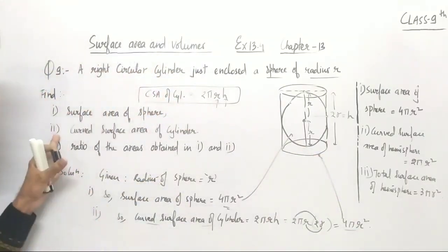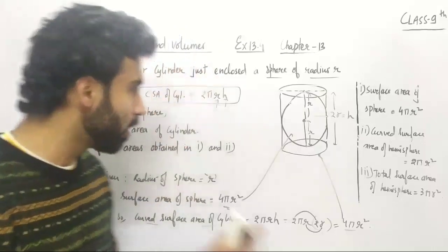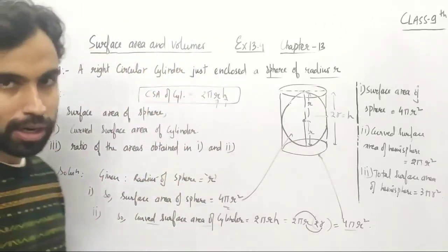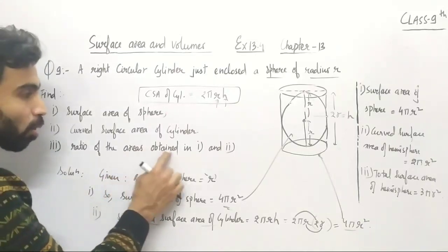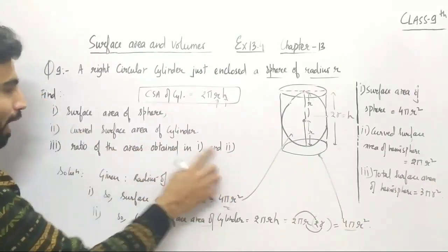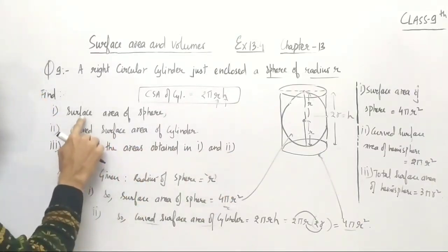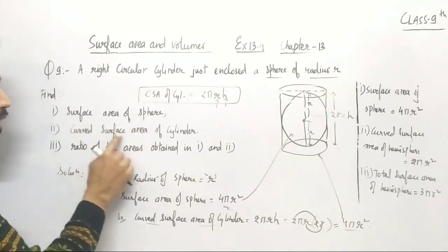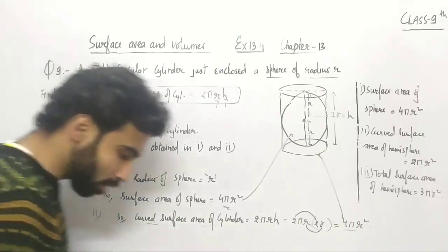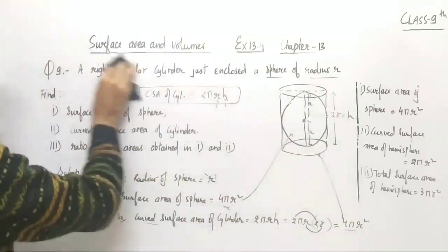Now that was the answer to the second part, right? Now let me move on to the last part, in which we have to calculate the ratio of the areas obtained in the first part and the second part. That means we have to find the ratio of the surface area of the sphere with respect to the curved surface area of the cylinder, right? So let me first make some space above.